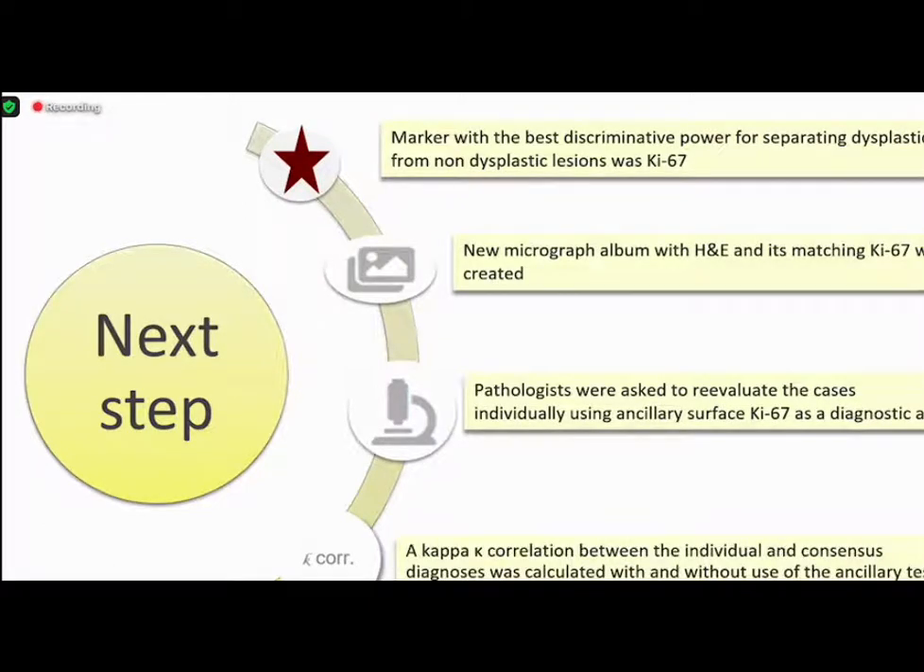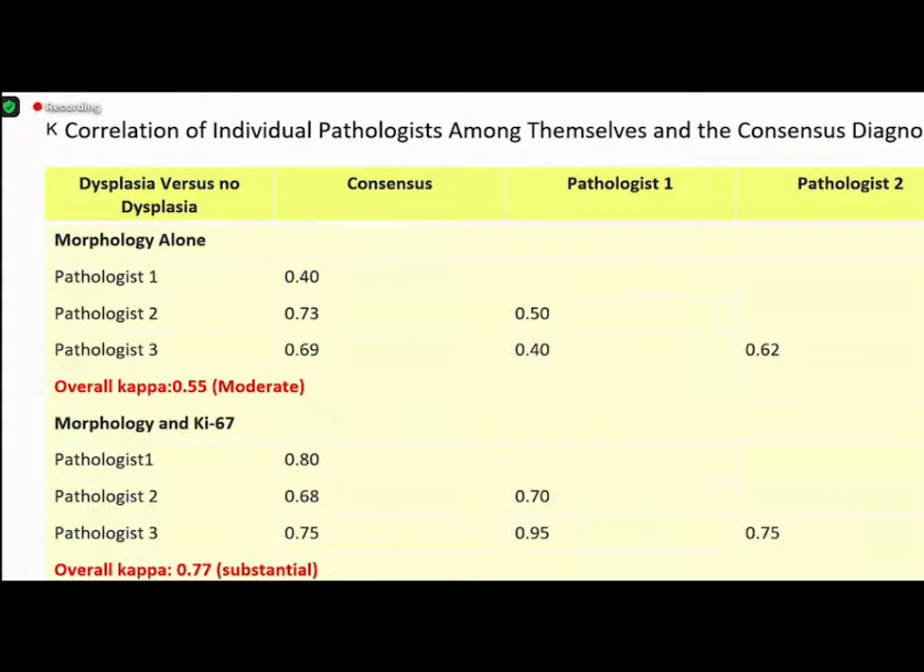And then we did a kappa correlation between individual pathologists and consensus diagnosis with and without the use of the ancillary test. So here are the results of this kappa correlation amongst pathologists when comparing morphology alone with morphology and Ki-67. And we can see that there was overall improvement. We have our reference values here at the bottom. And we can see that when comparing pathologist one and pathologist three with consensus diagnosis, the kappa value improved from 0.40 to 0.80 and 0.69 to 0.75.